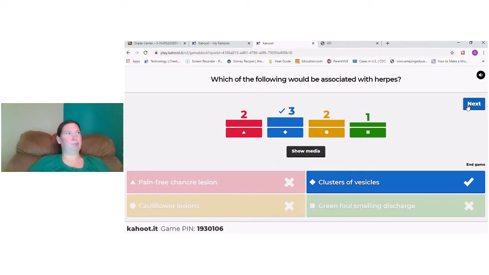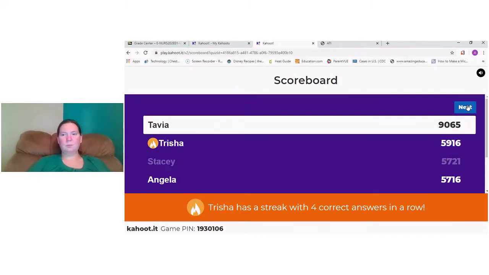So herpes is associated with a cluster of fluid-filled vesicles. So if you've ever seen shingles, it can look kind of similar, except it's on mucous membranes instead of just skin. The other ones, pain-free canker lesion is your syphilis. The cauliflower lesions is your genital warts. And the green foul-smelling discharge is your trichomonas.